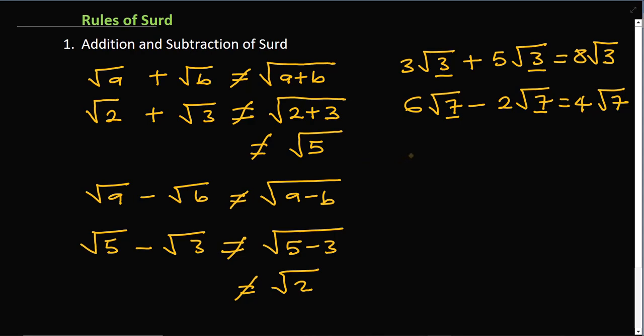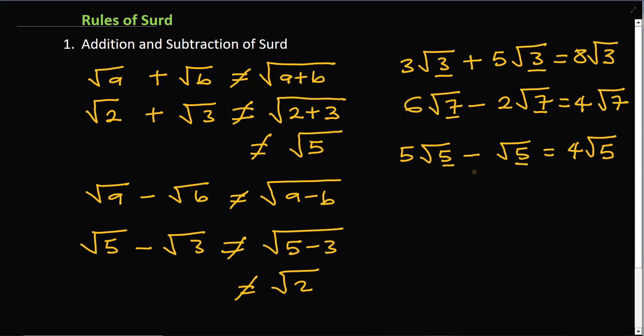Let me give you a tricky example and then we'll continue. Let's say 5 surd 5 minus surd 5. This looks a little bit complex, but it's the same thing. The coefficient here is 5, and that here is 1. So 5 minus 1 gives us 4, and we end up with 4 surd 5. So we can simply add or subtract when they are similar or the same.